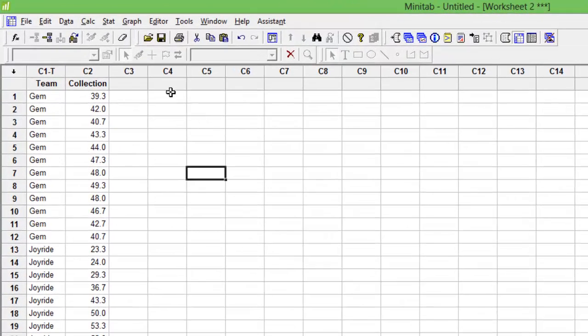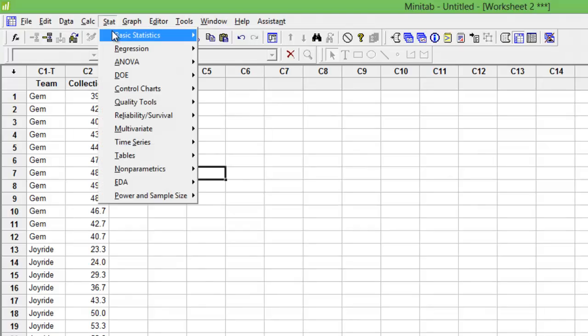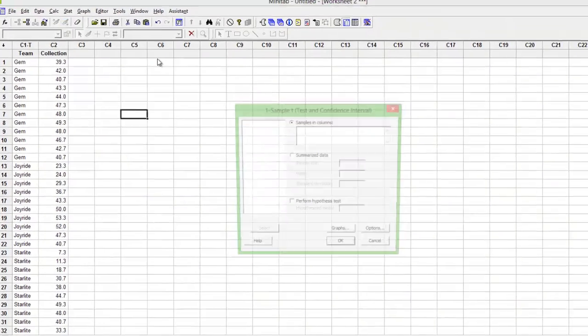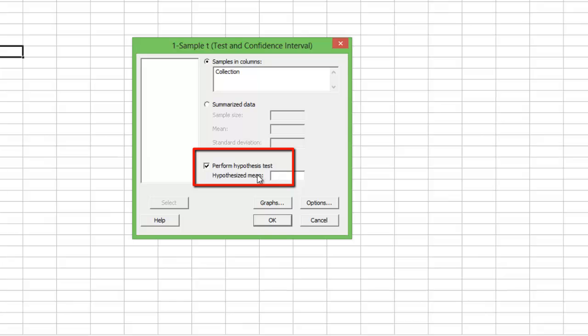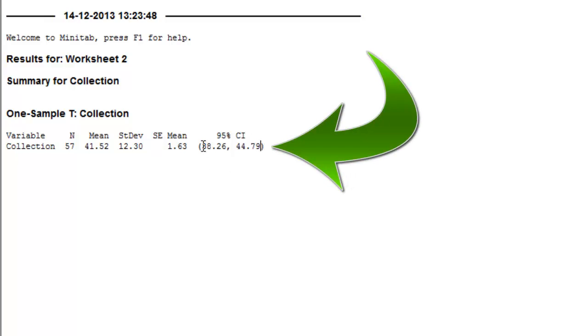In order to do the one sample t test, go to stats, basic stats, one sample t, choose the data, and do not give it a target here. Uncheck this, press OK, it will publish for you the confidence interval of your mean. So it is saying that the mean of the population behavior is likely to lie anything between 38.26 and 44.79. So this is your current baseline performance.